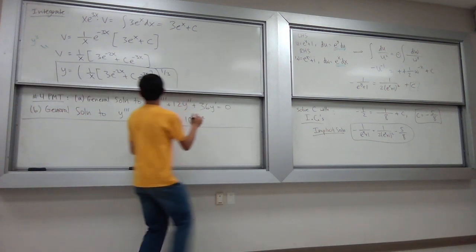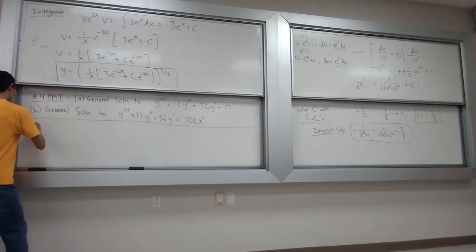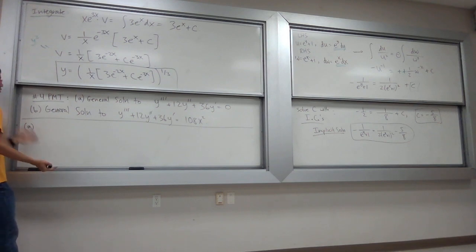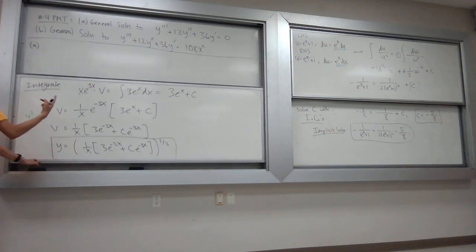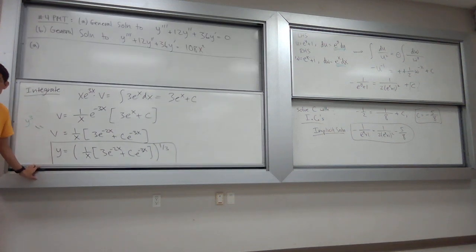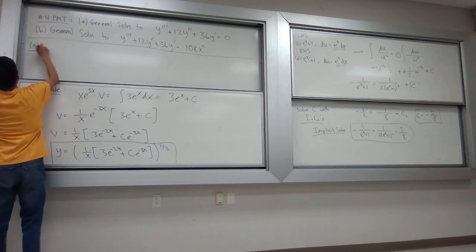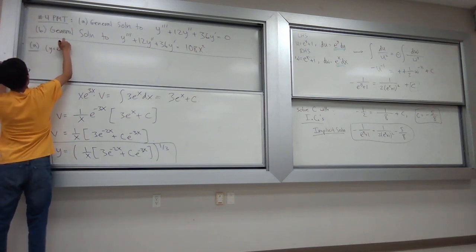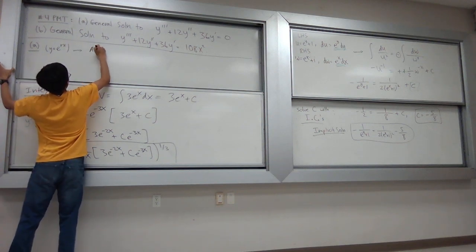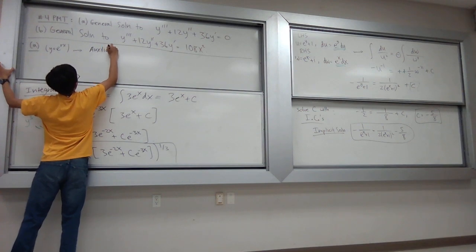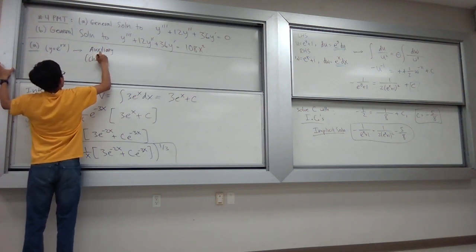Okay, so part A. So to solve these sorts of higher order equations, what do you do? Characteristic and prime. You assume y equals e to the rx, you get your auxiliary equation, right? So you know that y equals e to the rx. I call it the auxiliary, but it's really also called the characteristic equation. It's the same thing.